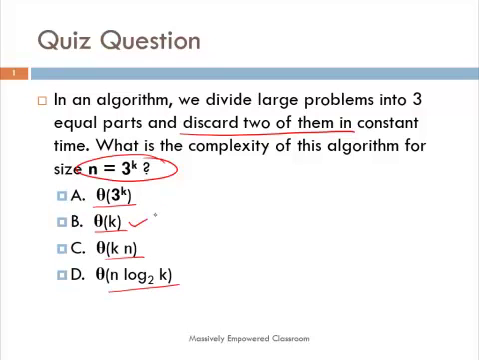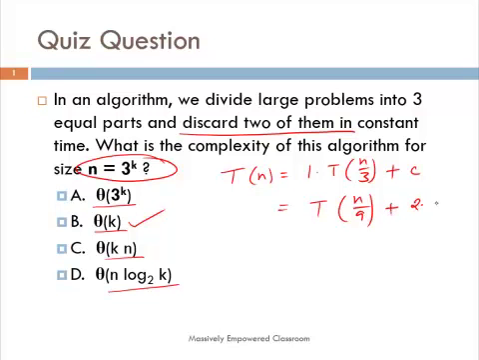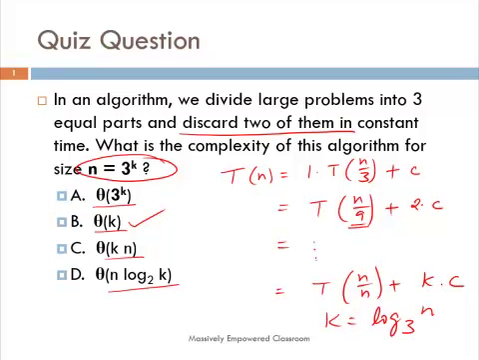The correct answer is theta of k. How do we get that? T of n is equal to 1 times T of n by 3 plus some constant, which is nothing but T of n by 9 plus 2 times the constant, right? And so on. Finally, you will get T of n by n plus k times a constant. This division will happen k times because k is nothing but log n to the base 3. So the complexity is k times a constant, or theta k.